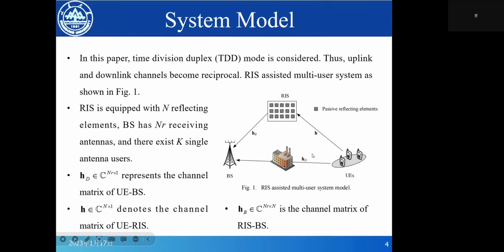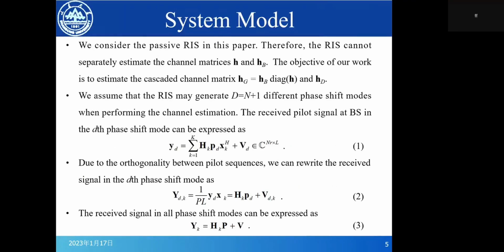H_D, here is H_D, represents the channel matrix of user to base station, and H_R denotes the channel matrix of user to RIS, and H_B is the channel matrix of RIS to base station. We consider the passive RIS in this paper. Therefore, the RIS can't separately estimate the channel matrices H_R and H_B. The objective of our work is to estimate the cascaded channel matrix H_k equal H_B diag(H_R) and H_D.